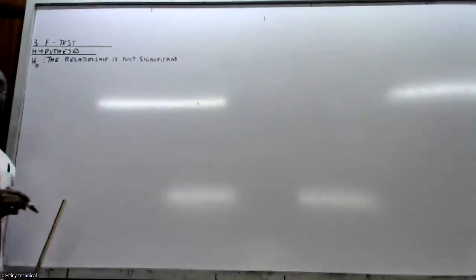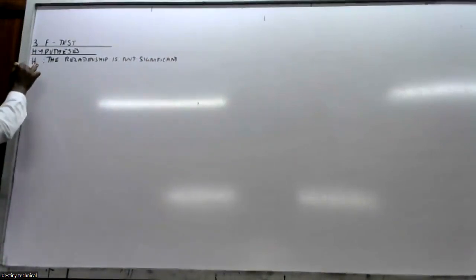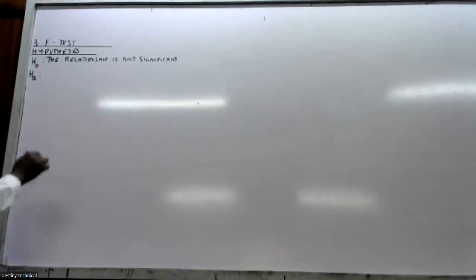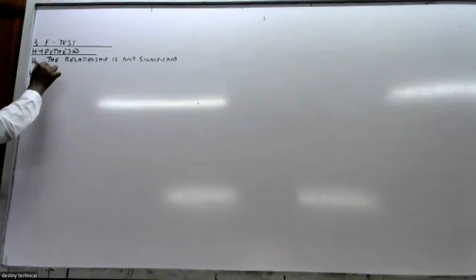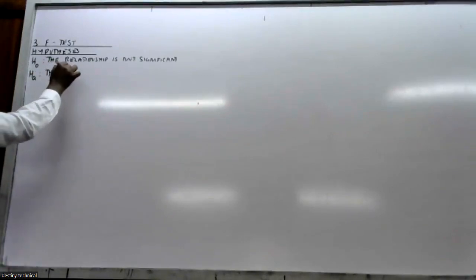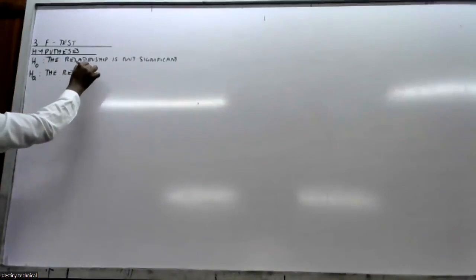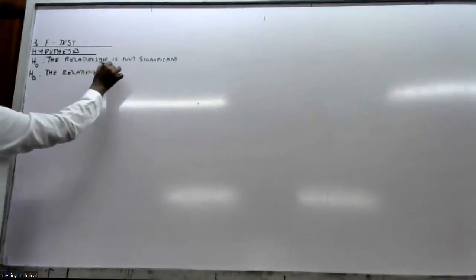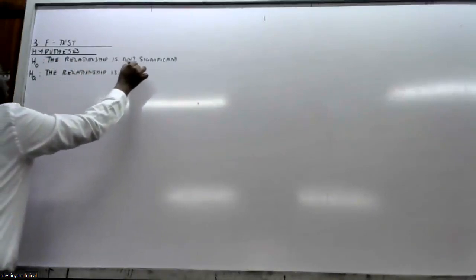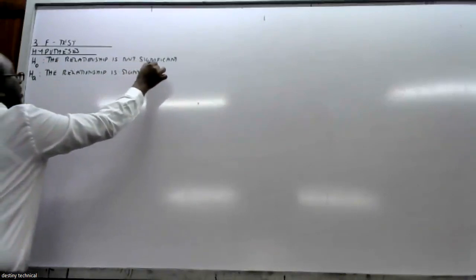That is how we write the null hypothesis. The relationship is not significant. Then we do the alternative hypothesis, where we say the relationship is significant. That is the first step.